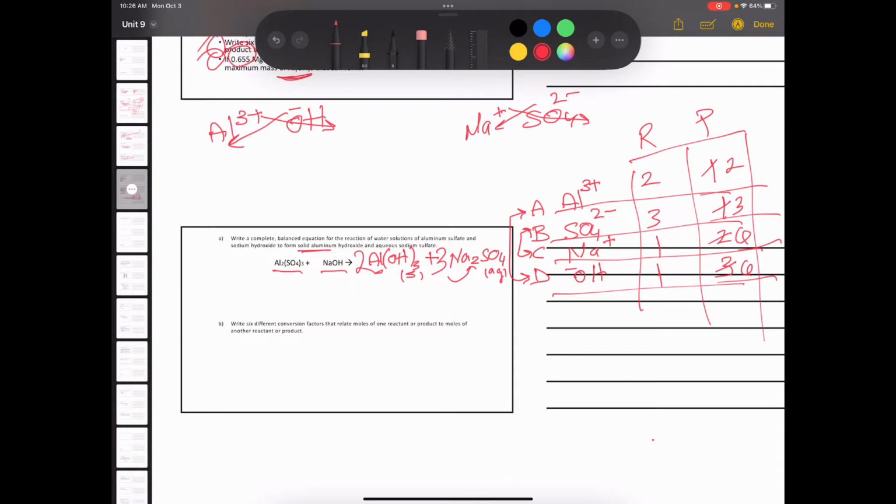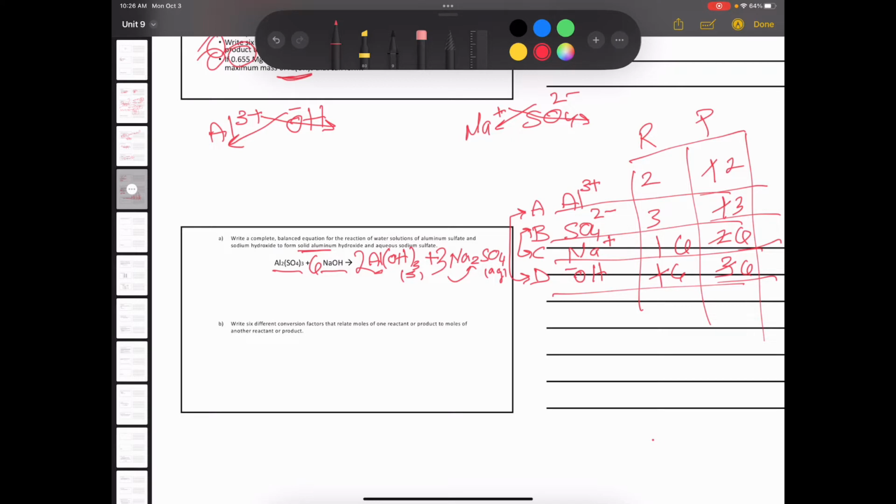Okay? So now I need to balance my sodium. I have 1 in my reactants and I have 6 in my products. So I need to multiply this by 6. And this happens to also take care of my hydroxide. So the equation is now balanced. You can double check the count of atoms for both reactants and products, but it's now balanced.